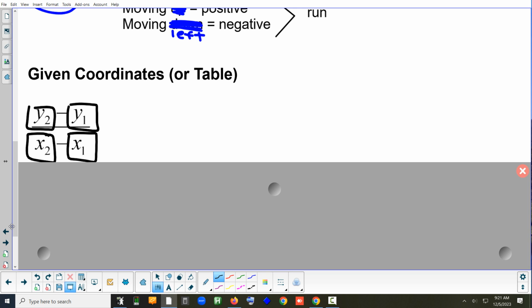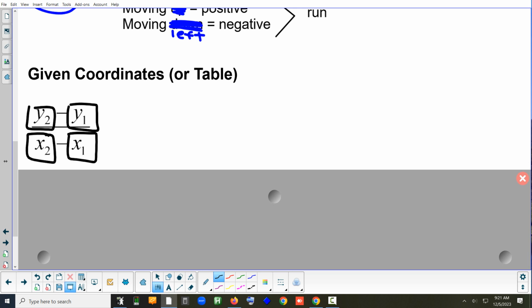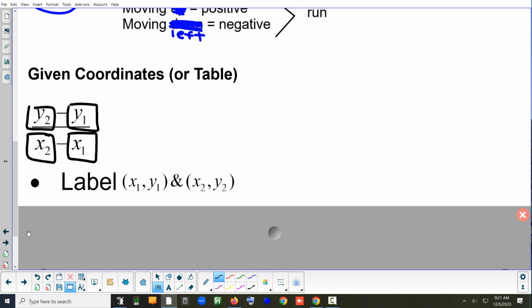Do you think it matters which number you put where? Yes. So we have to make sure we put the right numbers in the right spots. In the top, you have to put the y's. In the bottom, you have to put the x's. So to make sure we put each number in the right spot, we're going to take our coordinates and label them. This 1 is a subscript, and what that 1 means is this is my first x coordinate, this is my first y coordinate. This is my second x, this is my second y.